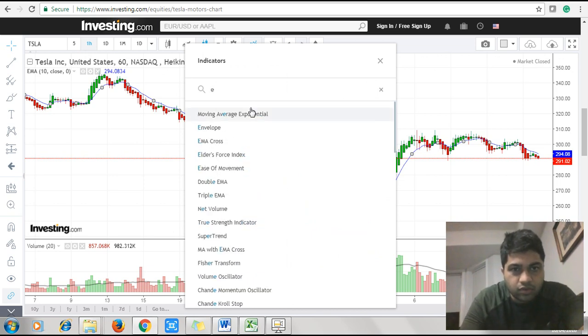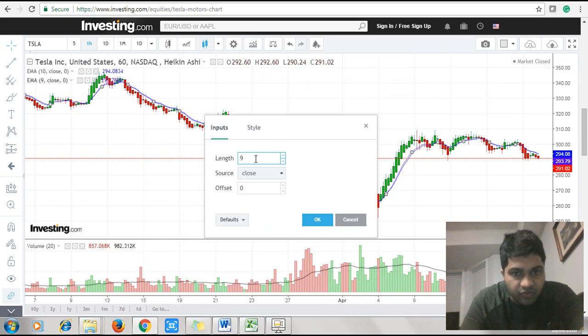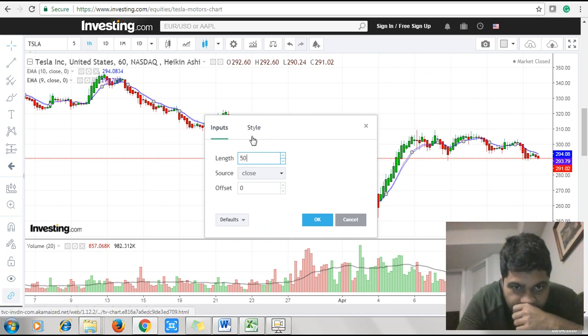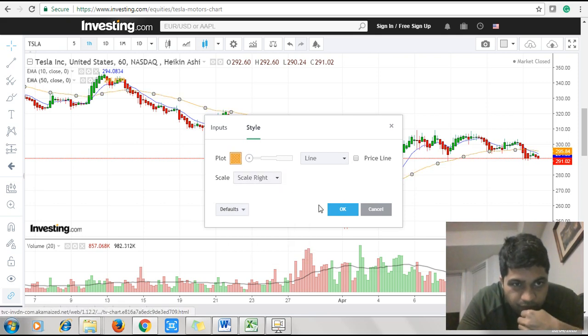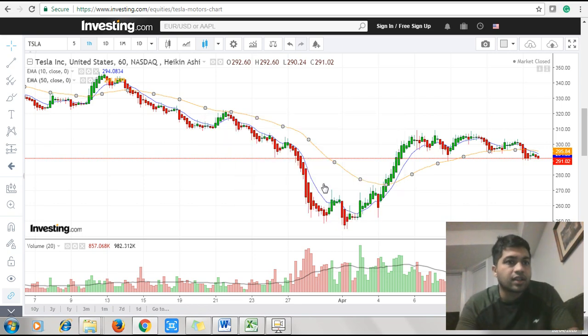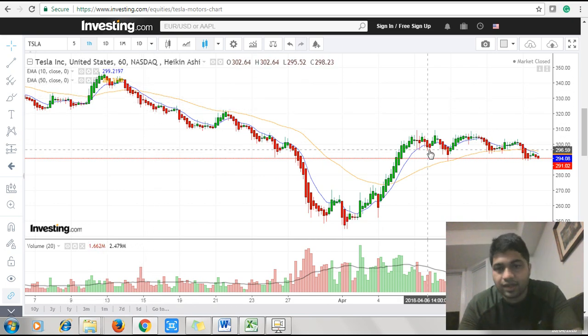So you have to superimpose two exponential moving averages, and the second one I am doing as 50, and I'm changing the color also so that we can identify it easily. So yellow. Long term is yellow and short term is purple. That is our logic.